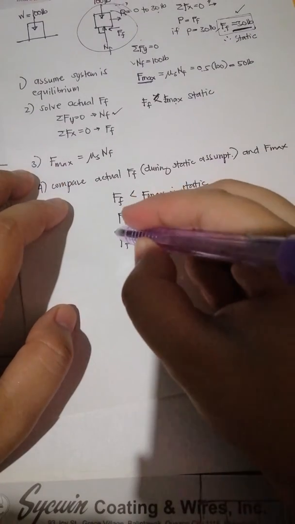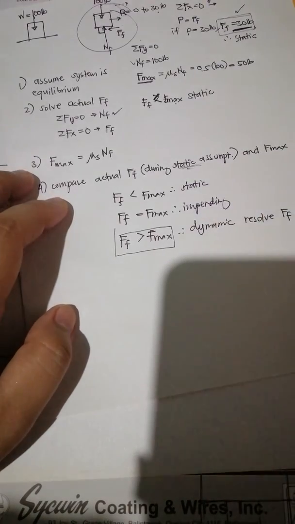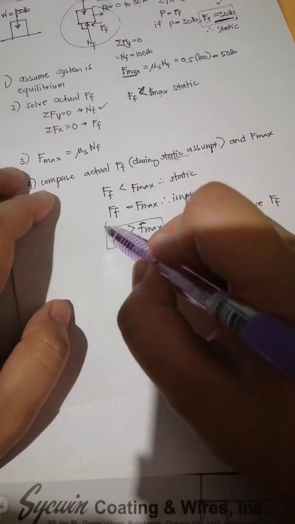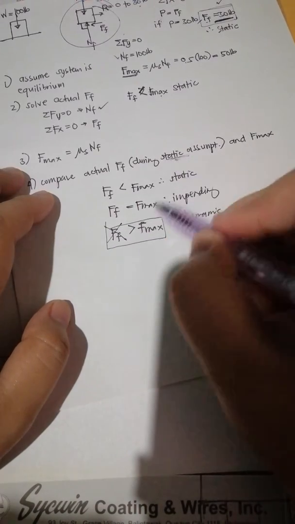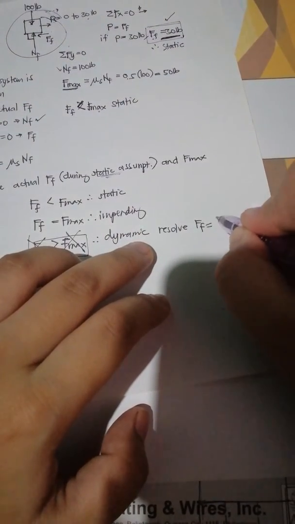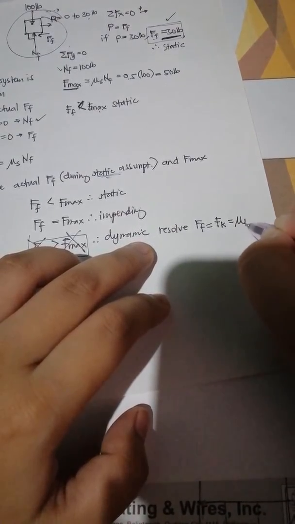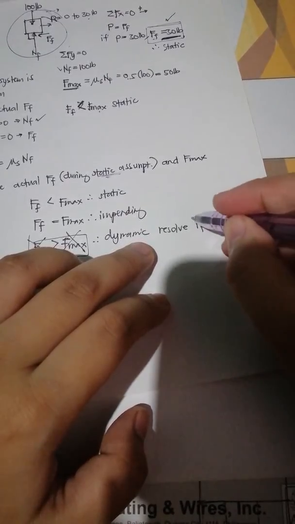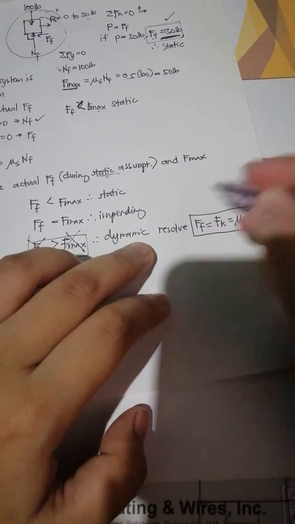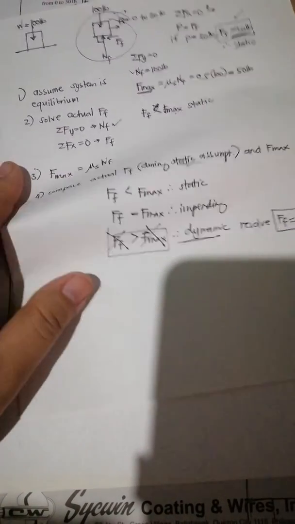So if this is the case, after we assume a static equilibrium, the values you got here, both the FF under the static assumption and the F maximum, are no longer accepted. Rather, the actual FF during the dynamic case is equal to the kinetic frictional force, which is equal to mu K, the coefficient of kinetic friction, times the normal force. This is now the accepted, constant value of friction force during the dynamic case.